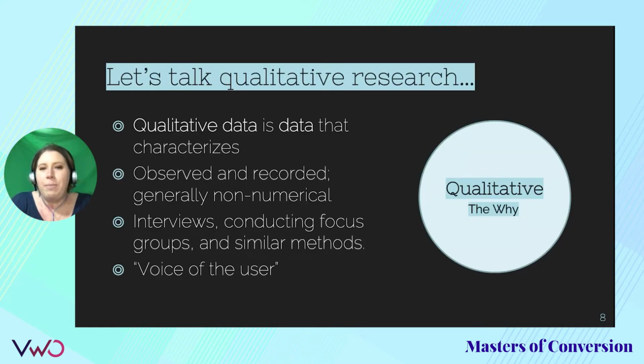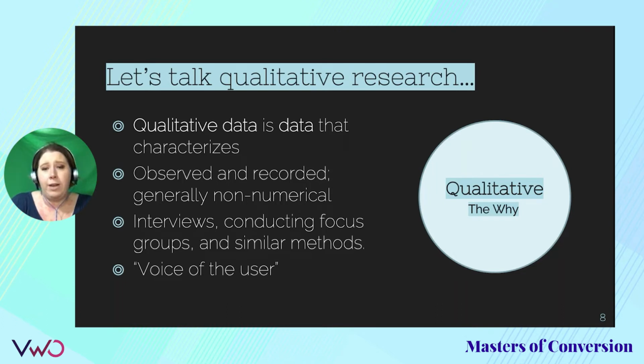So I just want to quickly jump into a high-level overview of qualitative research. Qualitative data is defined as data that is characterized. It can be observed and recorded and is generally non-numerical, unless you're saying something like 3 out of 5 users failed to complete this task. This type of data is collected from people who are either our current or similar to our types of users through the methods of moderated and unmoderated observations, one-on-one interviews, focus groups, and other similar methods.